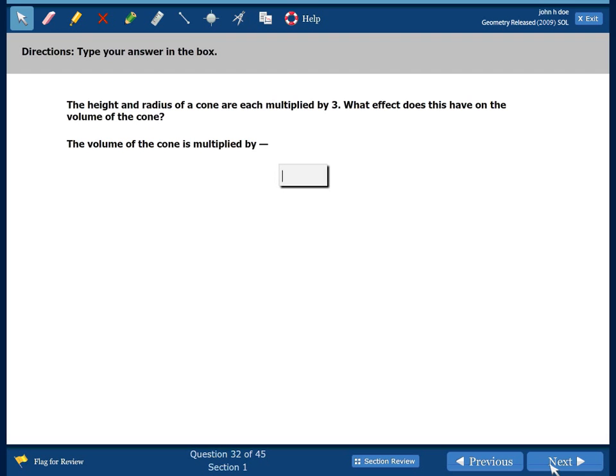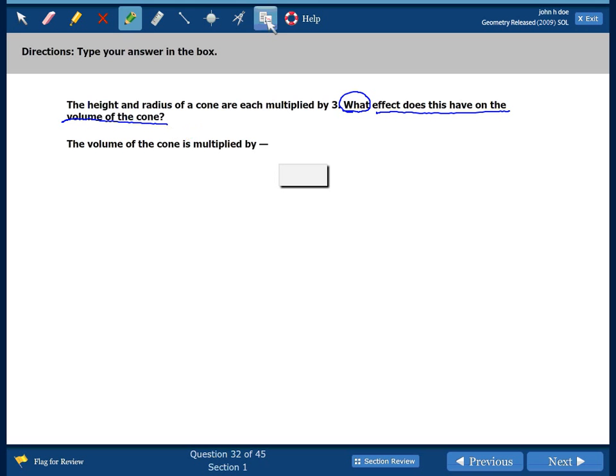Question 32 says, we do have a keyword. It is "what." So what effect does this have on the volume of the cone? Well, we have to read some other things. So it says the height and radius of a cone are each multiplied by 3.